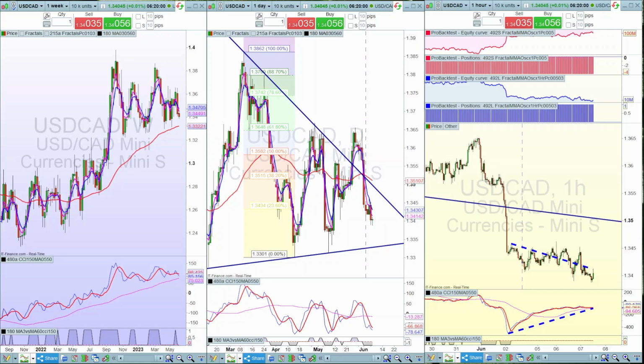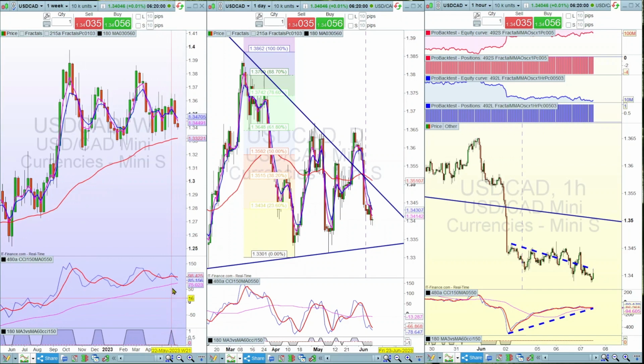Today is June the 7th, 2023. This is the US Canadian dollar currency update. We just broke down from a bullish signal on our weekly chart, and we're currently in our bearish signal on our daily, and I'll go through each of these.